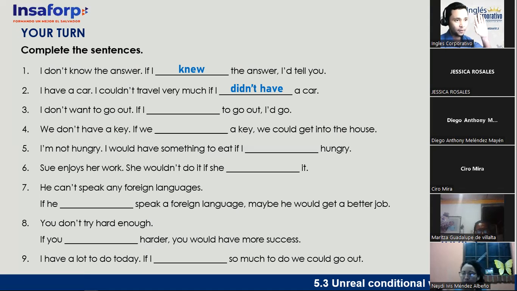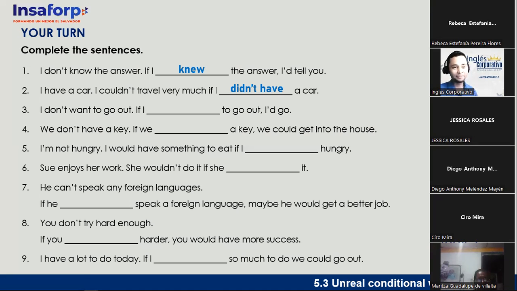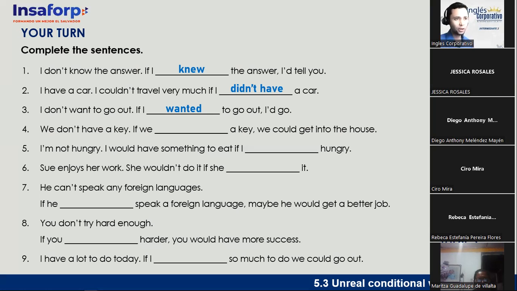Number three, volunteer, please. Who wants to participate? Show me you did your homework. Rebecca. I don't want to go out. If I wanted to go out, I'd go. Correct. I don't want to go out. If I wanted to go out, I'd go. No quiero salir. Si quisiera salir, iría. Pero como no quiero, no voy a ir. So, if I wanted to go out, I would go. That is correct. Thank you, Rebecca.